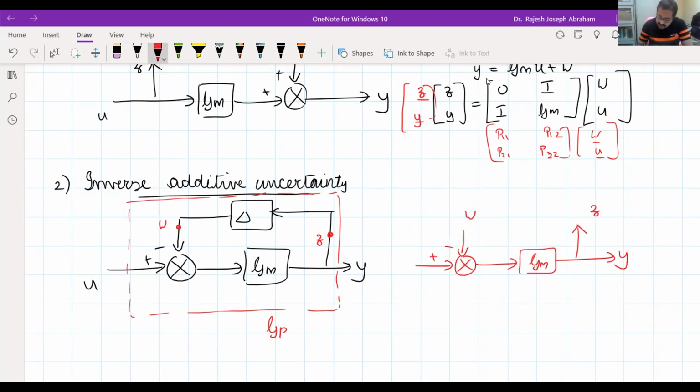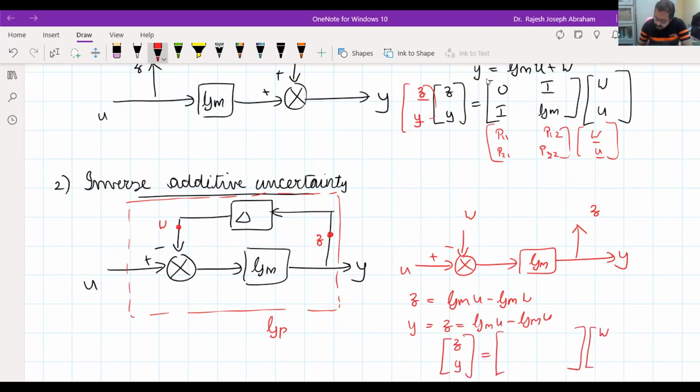So what is Z now? Z is nothing but GM into U minus W. So GMU minus GMW. What is Y? Same as Z. That means GMU minus GMW. So in matrix form, what do you write? Z, Y equals something into W, U. Corresponding to W we have minus GM, corresponding to U we have plus GM. From the Y equation, corresponding to W we have minus GM, and corresponding to U we have plus GM. Okay. So in this way, we can represent inverse additive uncertainty.